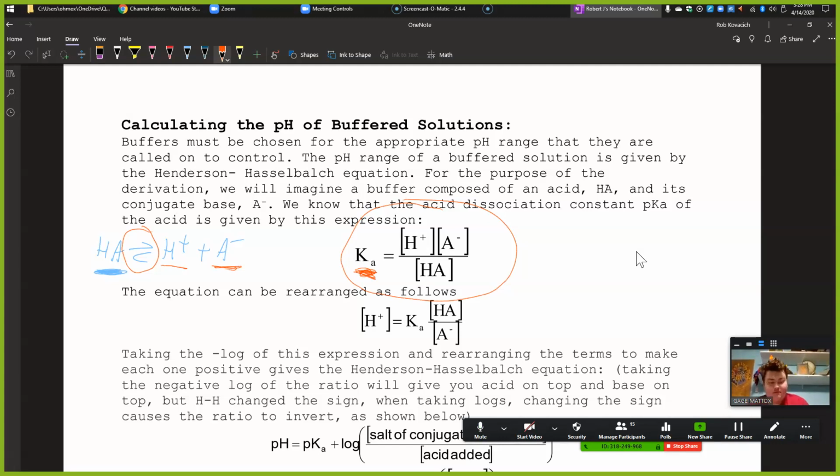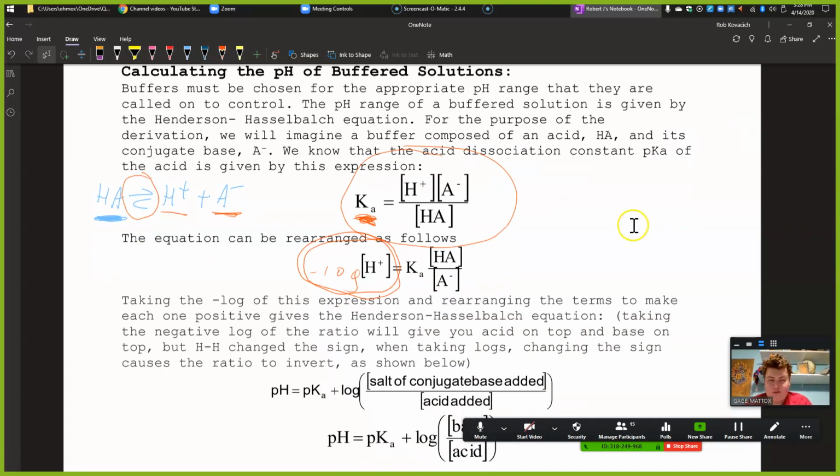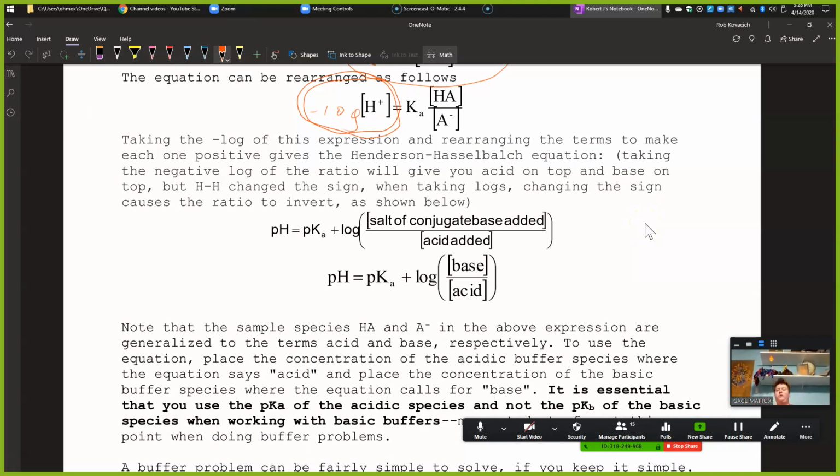What would happen if I took the negative log of this thing here? Negative log is equal to pH. What would happen if I took the negative log of the Ka? That becomes the pKa. What would happen if I took the log of this fraction?